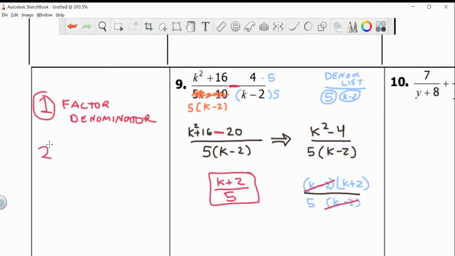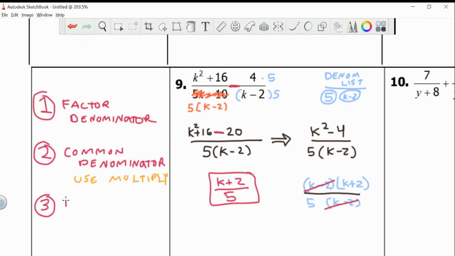Okay, then step number two is going to be common denominators. And our goal with this step is to kind of recognize, oh, that's not good, denominator. We need to kind of realize which of these fractions is missing something, right? This one was missing 5, so we had to use multiplication, okay? I'll put a little hint on here as well, right? Use multiplication. And then once we've done all that, we need to kind of PEMDAS the numerator.